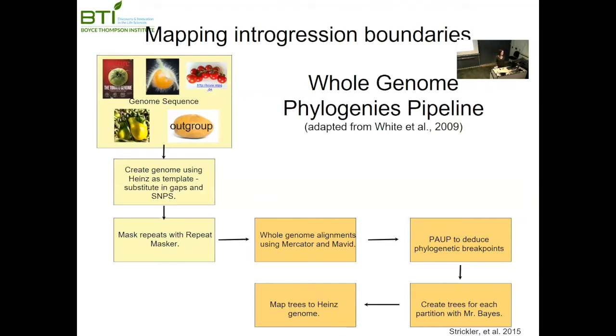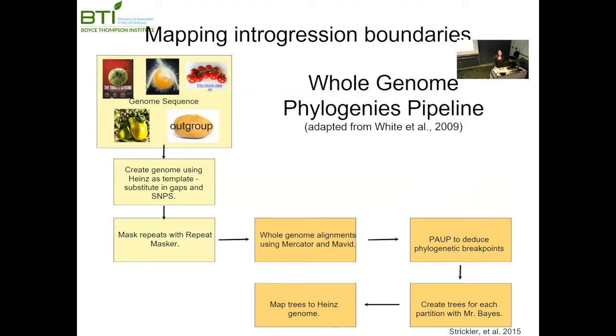We mapped the resequencing data to Heinz, and then we created genomes from these. We substituted in the SNPs, and any place we had a gap, we masked those out. We also masked with RepeatMasker, so we could get rid of any repetitive regions that we couldn't be really sure where they mapped to Heinz. Then we did whole genome alignments with these 5 species.